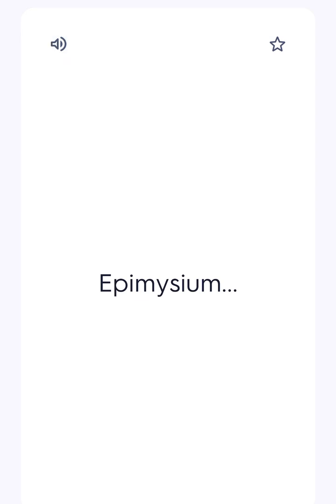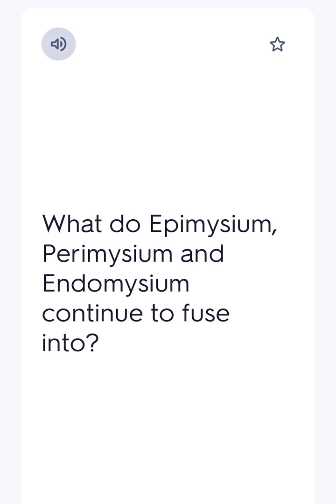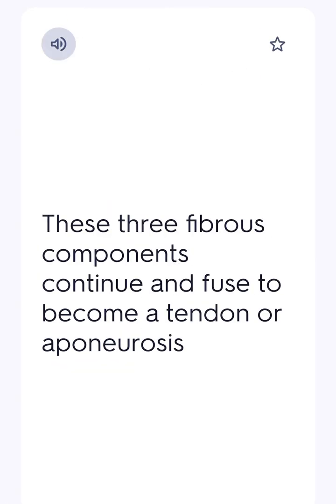Epimysium: coarse sheath covering the muscle as a whole. What do epimysium, perimysium, and endomysium continue to fuse into? These three fibrous components continue and fuse to become a tendon or aponeurosis.